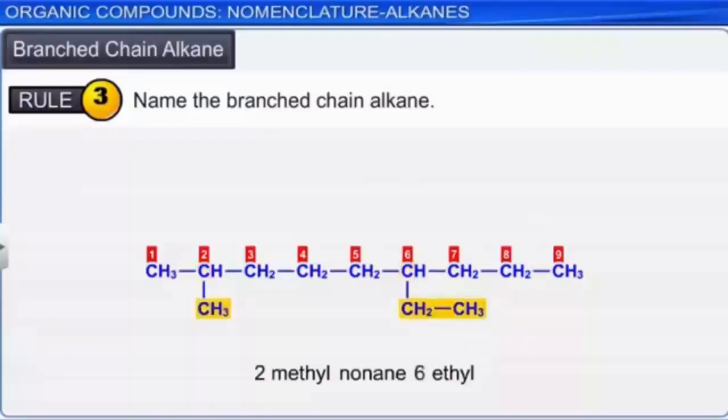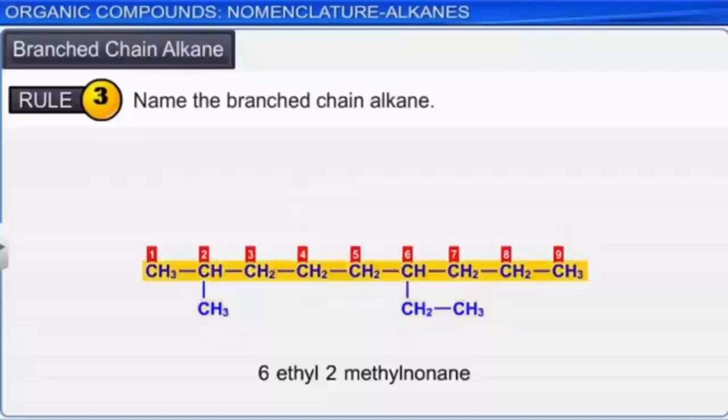If more than one alkyl substituent is present, then the names of the alkyl groups are listed in alphabetical order. For example, in this compound, the alkyl groups methyl and ethyl are prefixed to the alkane nonane in alphabetical order, and the positions of the substituents are 2 and 6. Hence, the name of the compound is 6-ethyl 2-methyl nonane. The numbers are separated from the alkyl group name by using a hyphen.